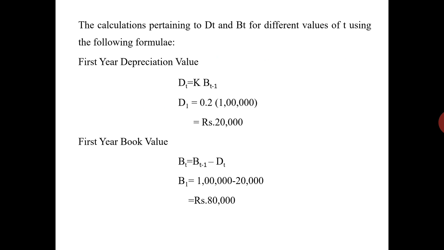For the first year book value, the formula is BT equals BT minus 1 minus DT. Substituting the values, finally we get the first year book value B1 equal to rupees 80,000.